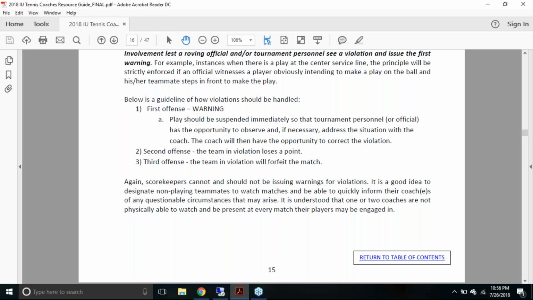Just as a best practice, it's a good idea to designate some of your non-playing teammates. So if you have some student athletes who are not currently playing because their matches may be in another round, it's a good idea to have them watch and report back to you if they see any questionable circumstances.